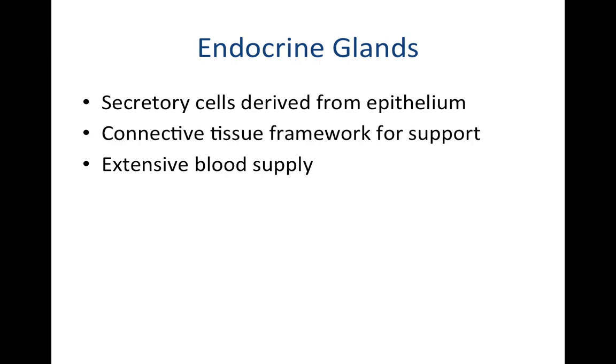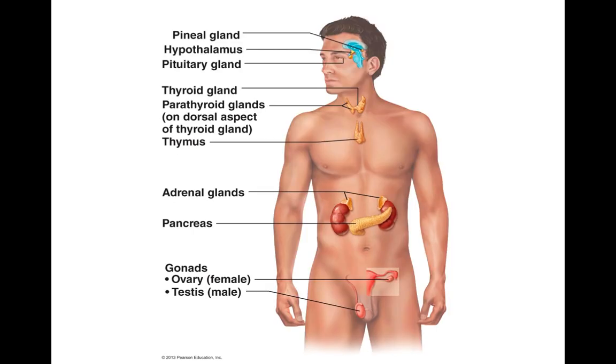Endocrine glands will secrete their products from epithelial cells, so glandular epithelium will be responsible for making these products. There's plenty of connective tissue around for support. Remember, epithelium has no blood vessels, and frequently the hormones made by endocrine glands need to get to a blood vessel. And so you see a lot of connective tissue supporting that epithelium. And like I said before, endocrine glands frequently have a really great vasculature, an extensive blood supply.